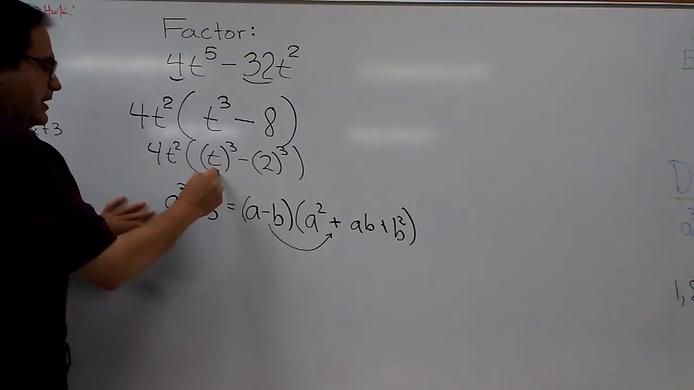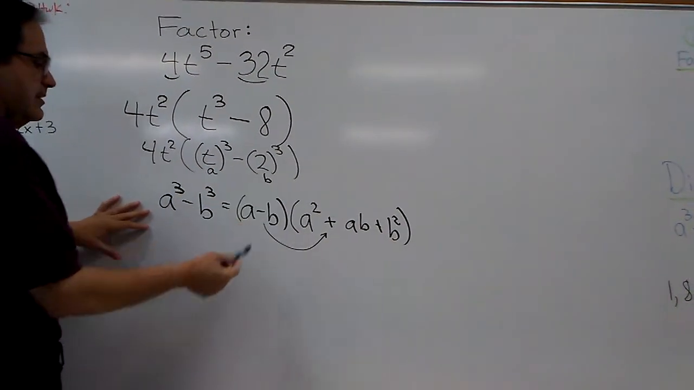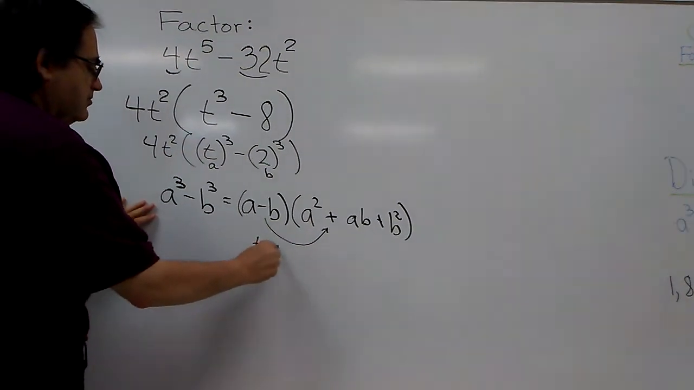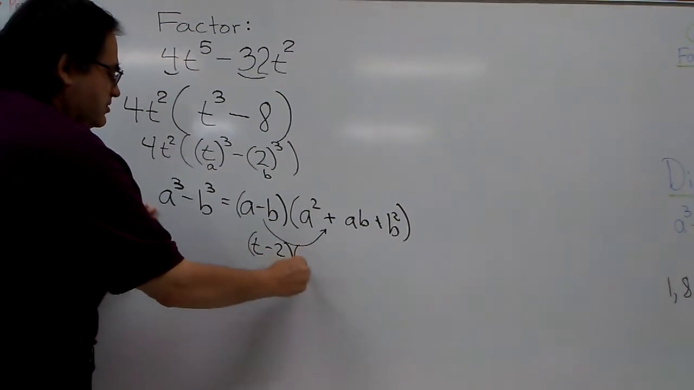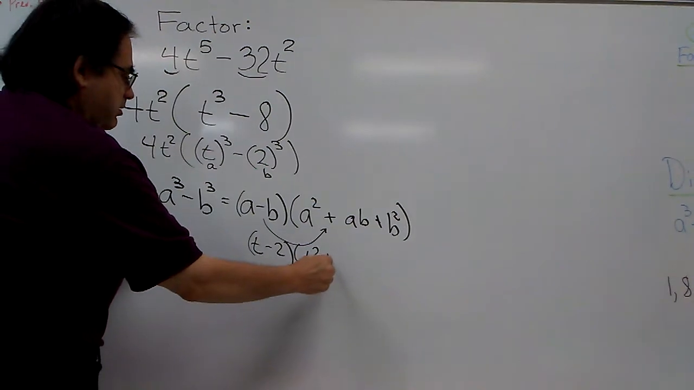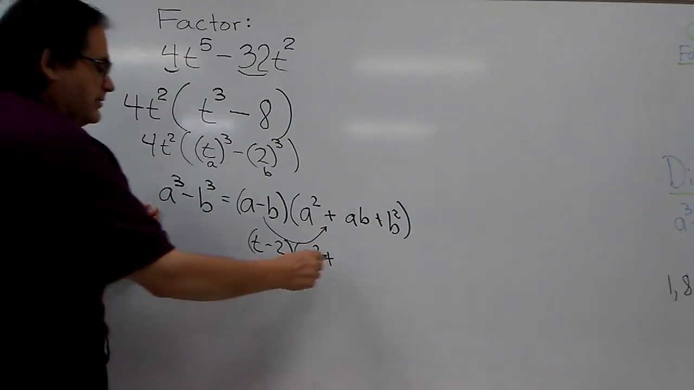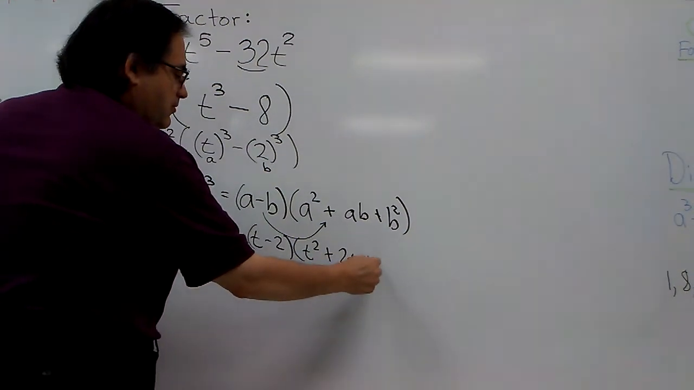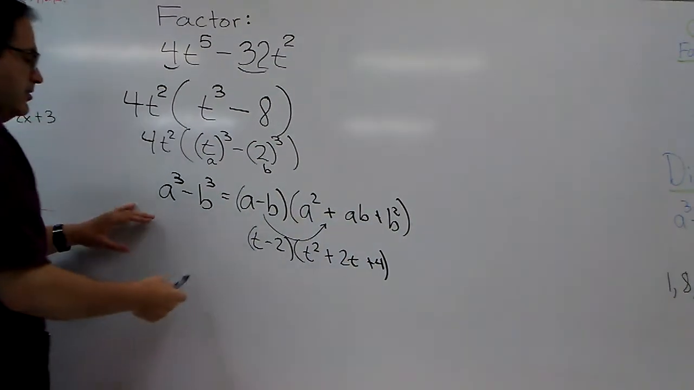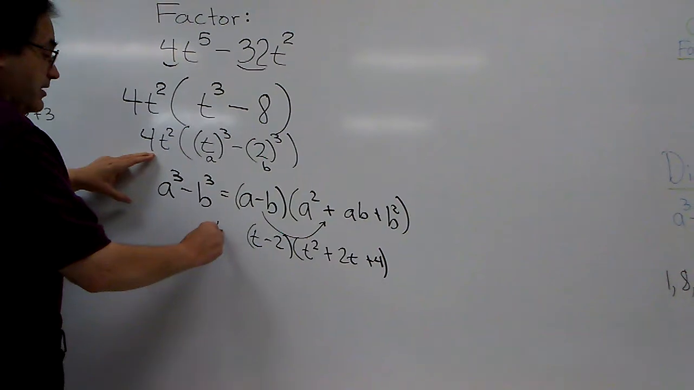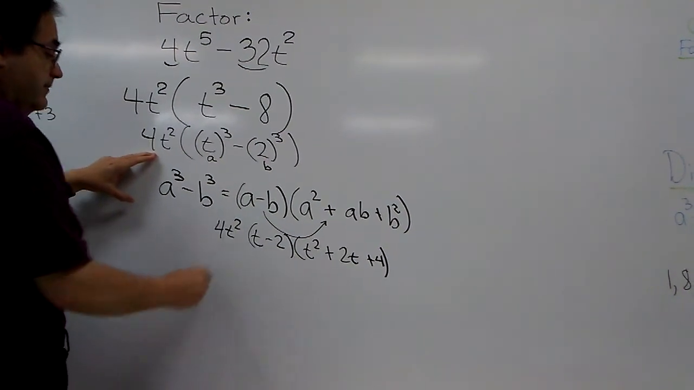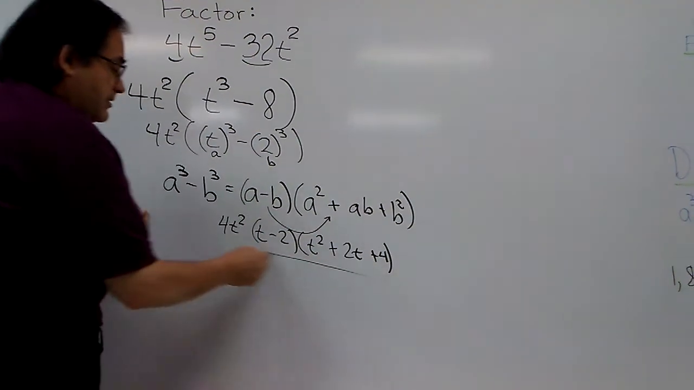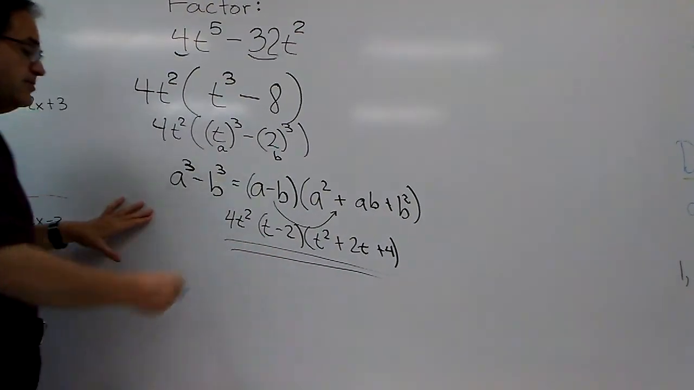So really this is a and this is b in this formula. So a minus b is actually t minus 2, and then you're going to have the first one squared, t squared, plus a times b, that's 2 times t, and then b squared, that's 2 squared, that would be 4. And then you're going to have the 4t squared that we had here. Okay, so we have now factored this completely, and this would be your final answer.